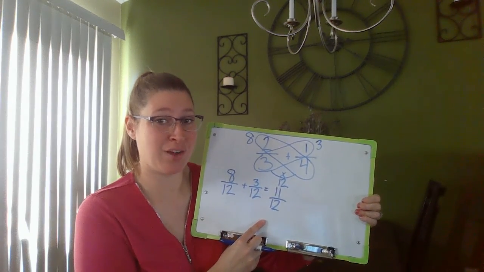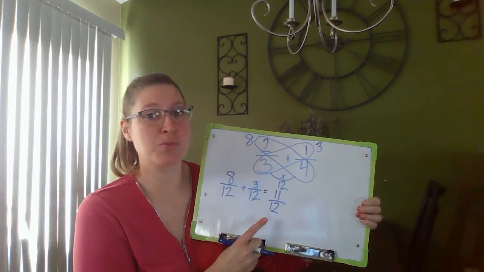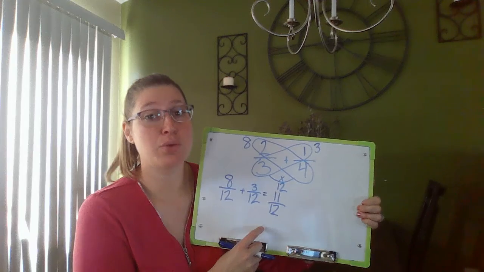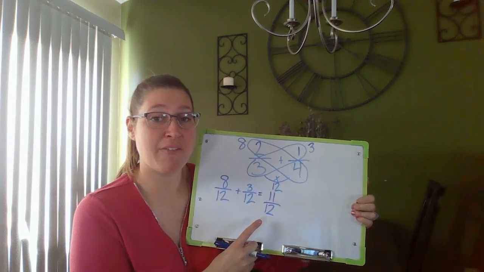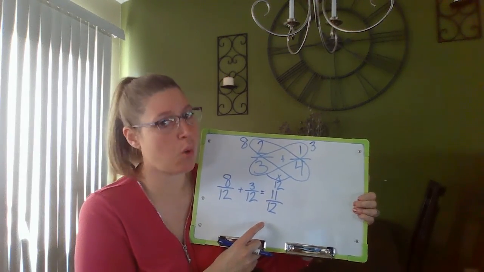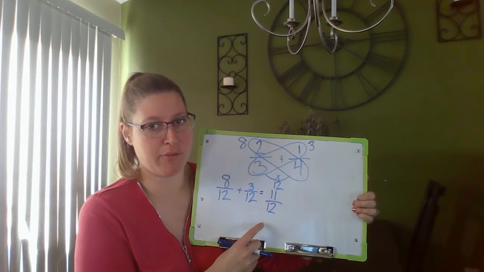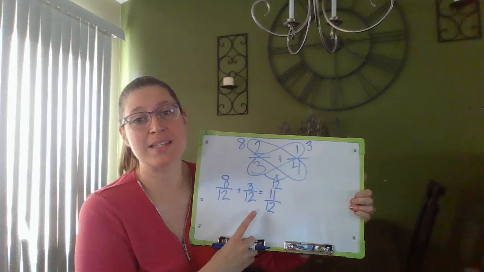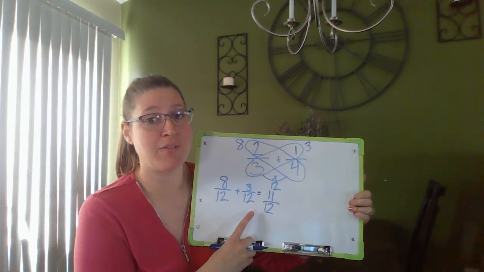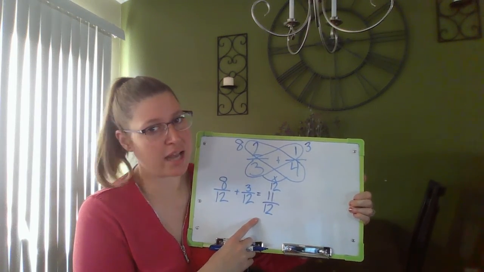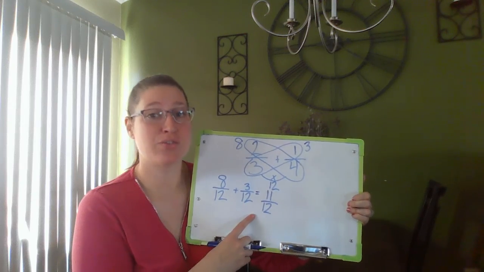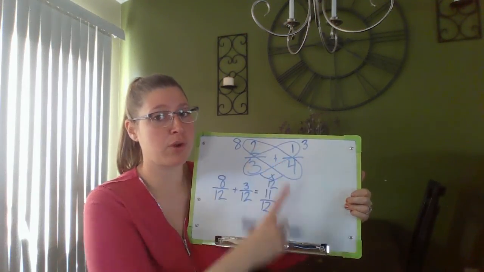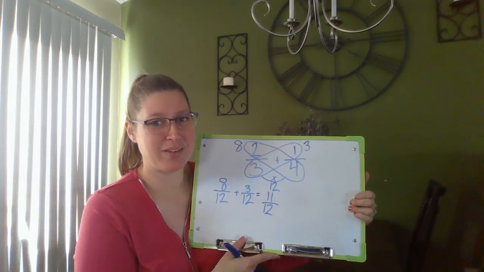Now I need to ask myself, can I simplify this? Because we always want our fractions in simplest form unless it tells us otherwise. So we need to ask ourselves, does this have a common factor besides 1? Because every number has the common factor of 1. And 11's prime, which means that it only has factors of 1 and 11. And 12 is not divisible by 11, so that's as far as we can go. So 2/3 plus 1/4 is equal to 11/12.